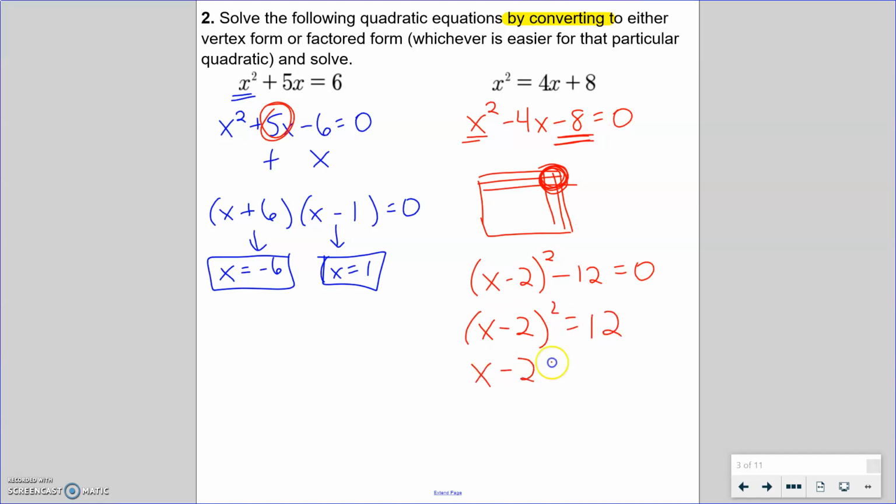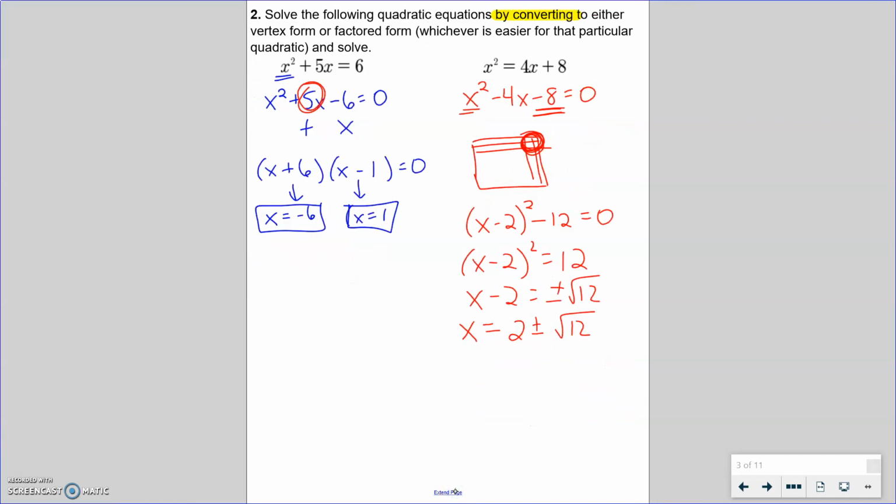Square root both sides. Don't forget to put plus or minus square root of 12. And then add the 2 over. Square root of 12, you have to check to see if it simplifies, and it does. We can divide 12 up into 4 times 3, and square root of 4 is 2, but square root of 3, we don't know what that is, so that kind of stays put. And so there are my answers.